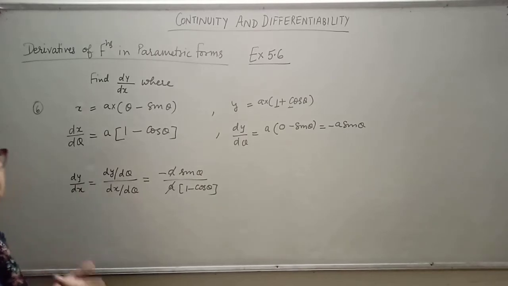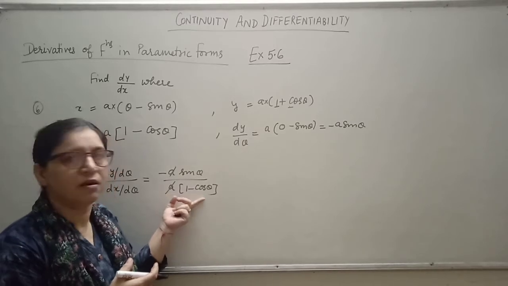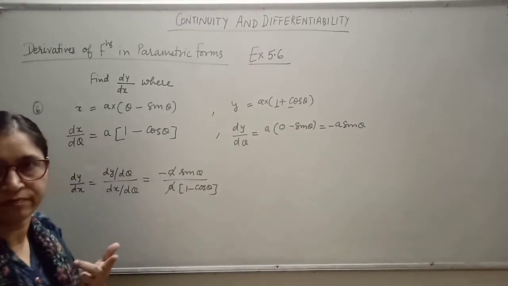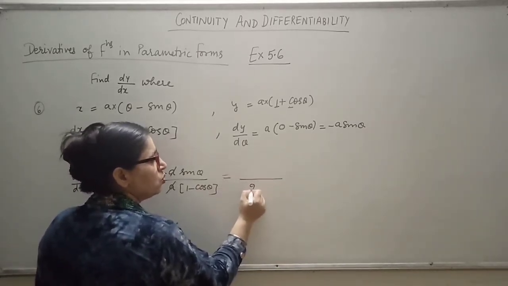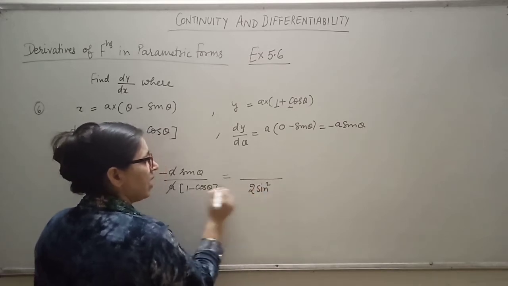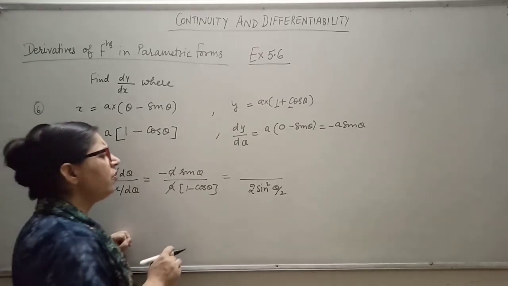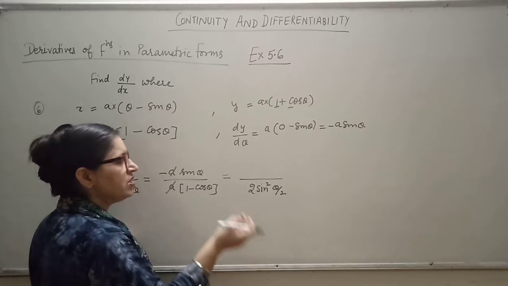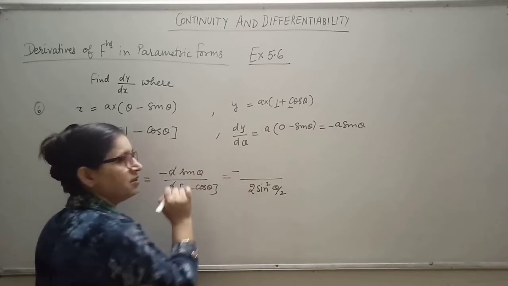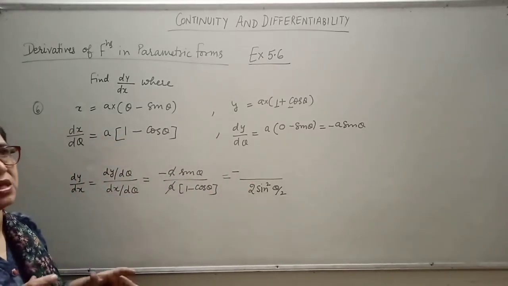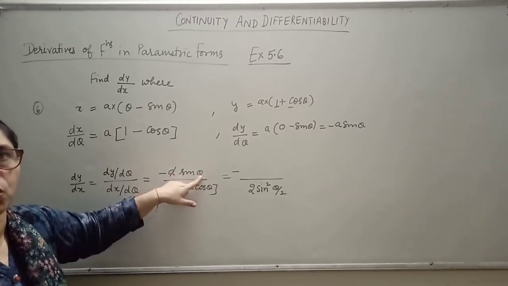Now try to recollect the formula. Which identity would be used here? 1 minus cos theta can be replaced by what? Just try to recollect it. Yes, 2 sine square, and whatever is the angle, make it half, that is sine square theta by 2. We will use the identity which converts this theta into its half.